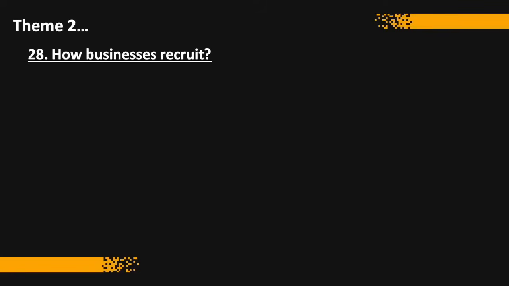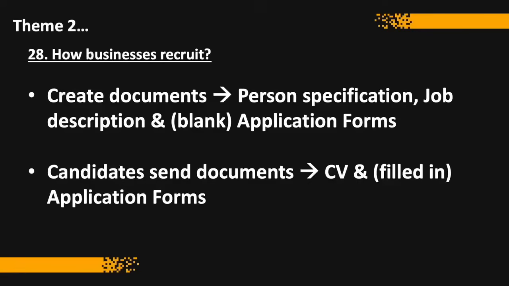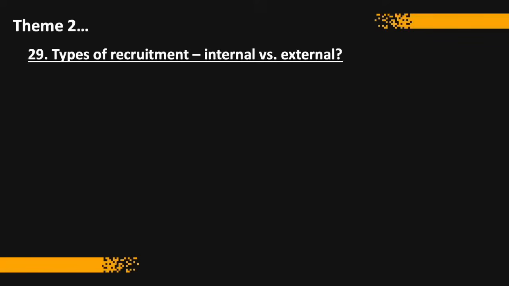Next thing to think about is how businesses recruit. Well, they create documents, they create a person specification about what they want when they recruit somebody, what do they want from that person, and then a job description, what are you likely to do in that job. And then they create an application form. It will be blank because they want you as the candidate to fill it out. And when you fill it out, you'll send that filled application form, along with your curriculum vitae, your CV.